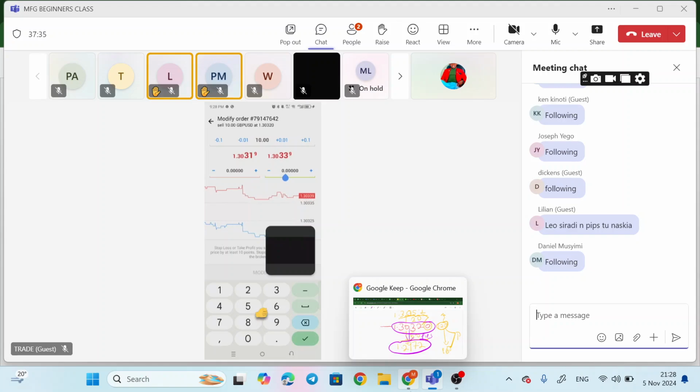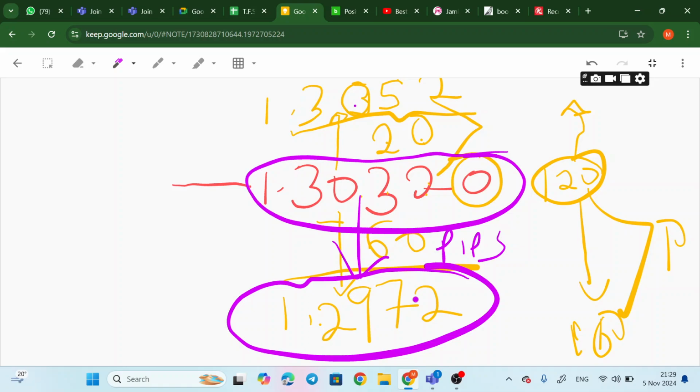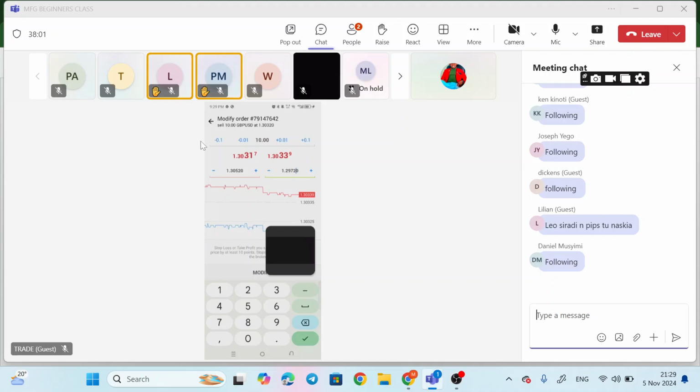According to our analysis, our stop loss, in case the market starts buying and goes up, is at 1.3052. I will exit there. In case it goes according to my speculation to 1.2972, I will exit there. By doing that, I have set my stop loss. Stop loss means the market going against me. If it goes in the opposite direction against my speculation, I will exit.